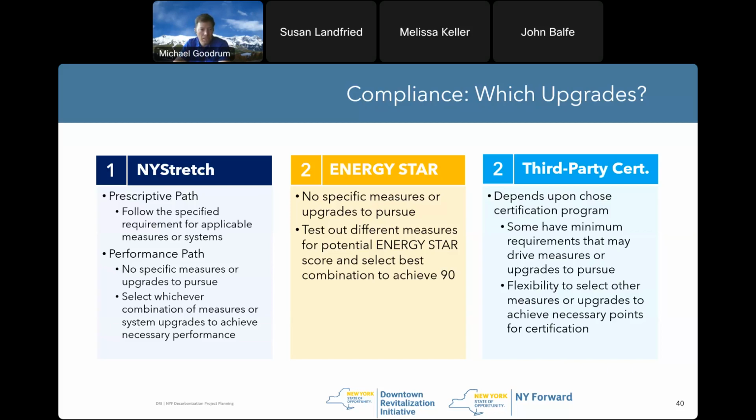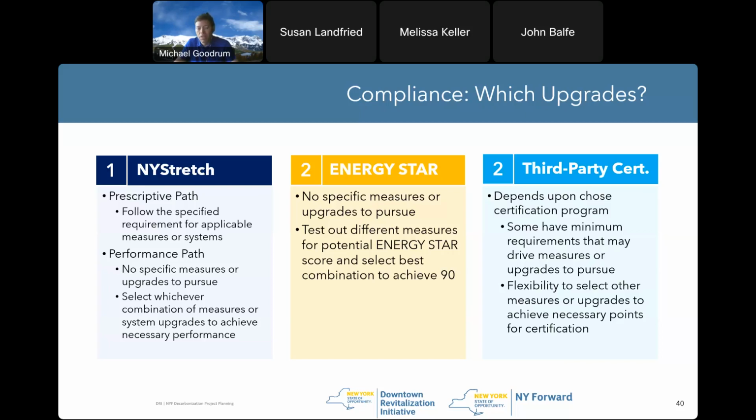For New York Stretch, if you're following the prescriptive path, which specifies certain things that you need to do, then really it means doing whatever measures meet the prescribed things under that code. If you're doing the performance path, then you get to pick which measures, and it's more that you're trying to hit a reduction. So like the slide we just talked about, how to combine things to achieve different levels of energy reduction, and it's looking at doing those combinations to hit the target you need for that performance path on New York Stretch.